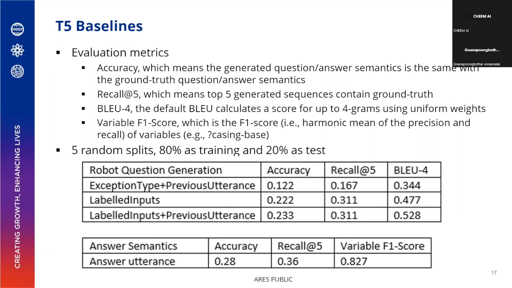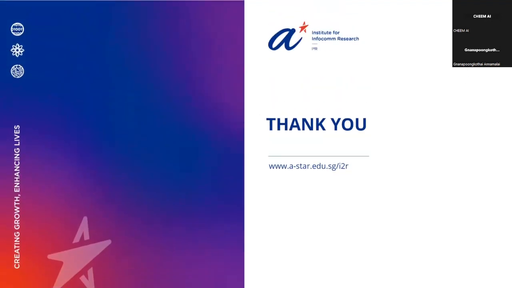And for the second task, the answer semantics understanding for the human answers, the accuracy means exact matching. The variable here means the question mark in the previous slides, to see whether it can detect the ground truth variables here. Okay, that's all my presentation. Thank you.